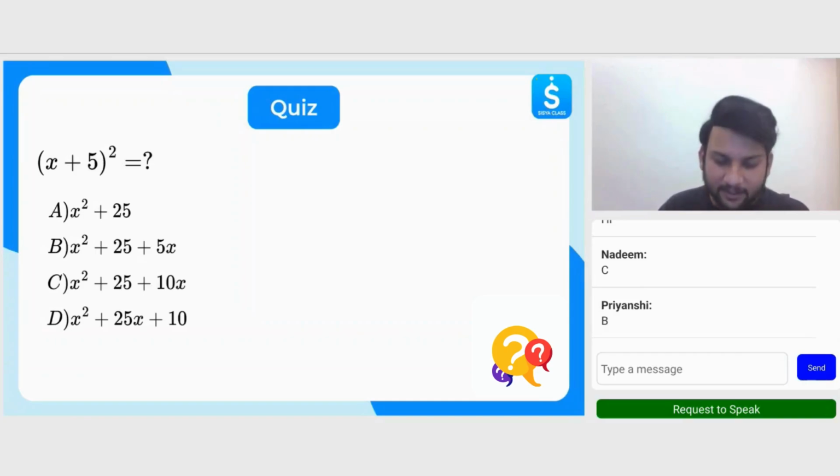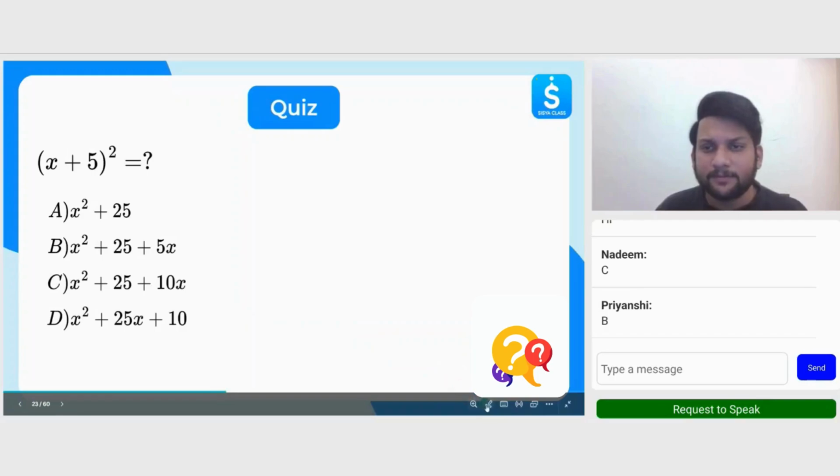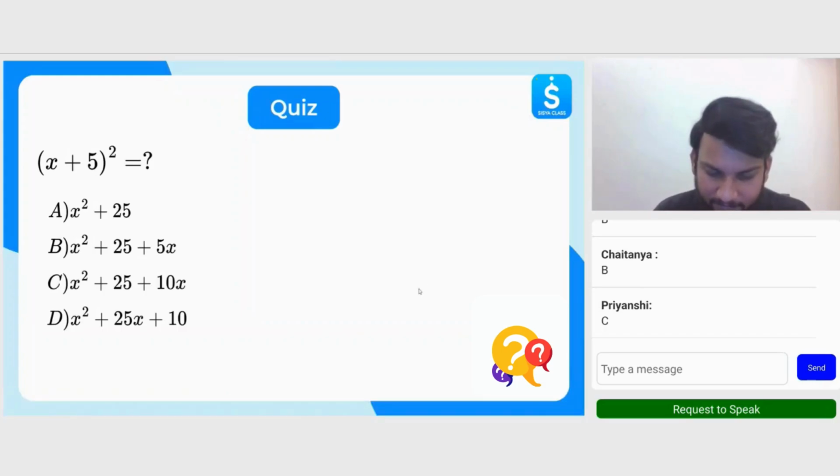Priyanshi is saying B. Any other answer? Okay. Priyanshi, C now. Okay, any other answer? Okay, okay. Let's see. We have (x + 5) whole square equal to what? See, again, this is f and this is s. What will I do now? Same thing. First term square, x square.